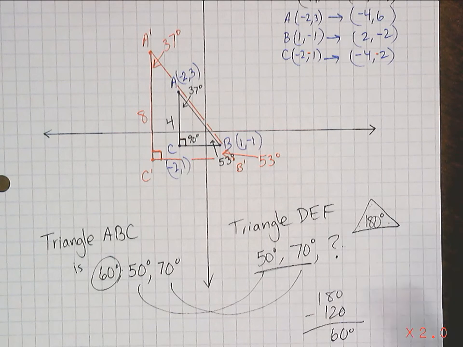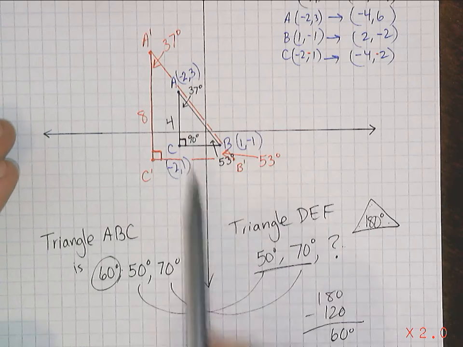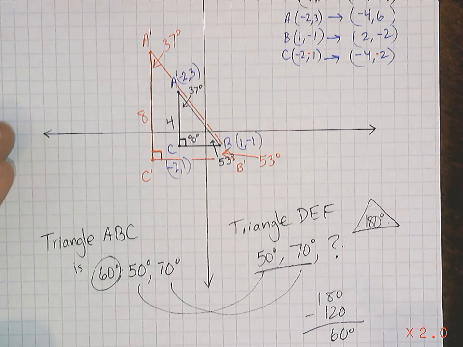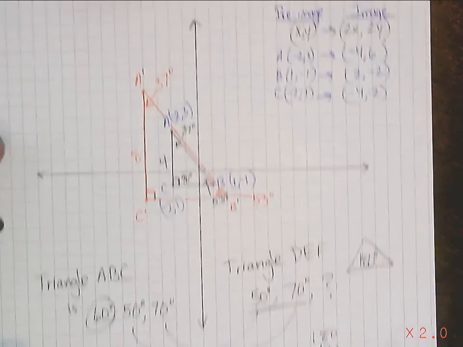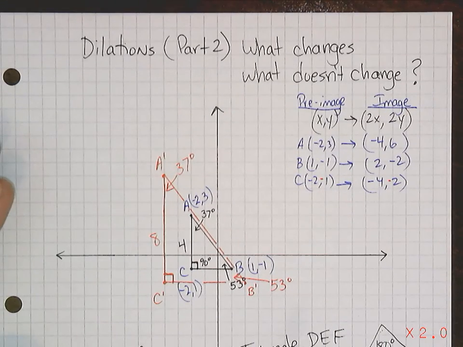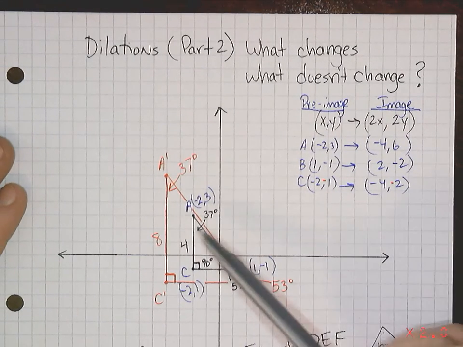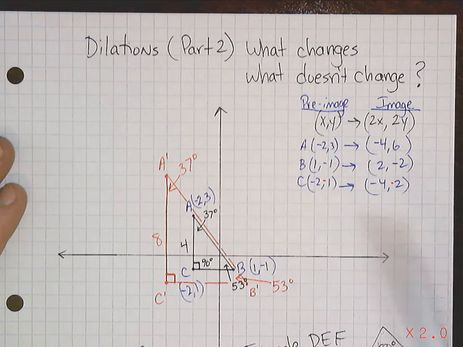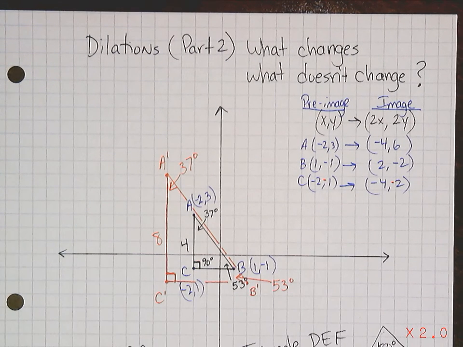So that might be something that you want to take a look at: can you justify whether one figure is a dilation of the other? Can you justify that one is similar to the other? If they have the same angle measurements, they are. If they don't, they're not. So that's the big thing about dilations: when you compare the two figures, the angle measurements should be the same if it's a true dilation. If they're not, then you did not properly dilate it, or it was not dilated.